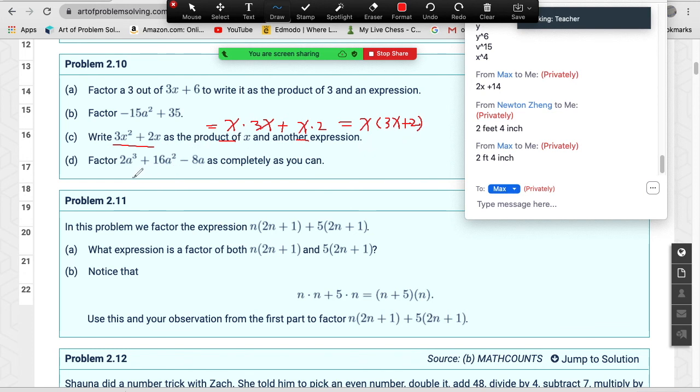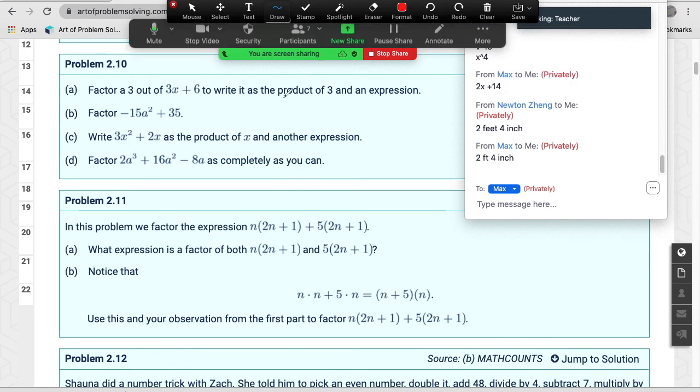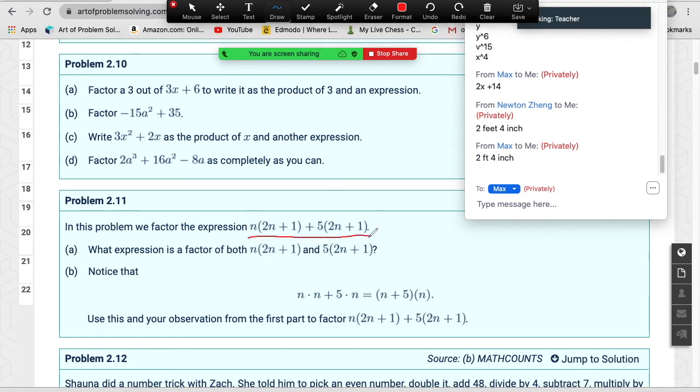Then this one you can take 2a out, right? You got a squared plus 8a minus 4, right? So then let's go to the next one. This one they still ask you to factor. To factor, you just need to find their common term. So this one, their common term is 2n plus 1, right? Their common term.